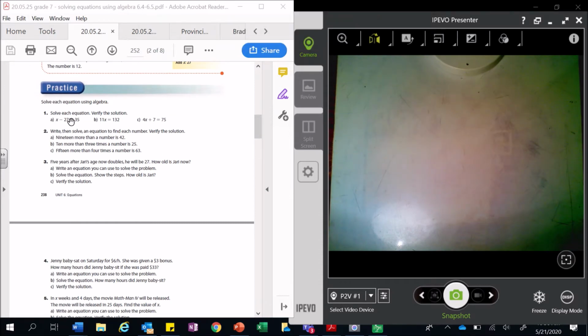Some of these are pretty straightforward. These first ones, we've covered those concepts. But a lot of students struggle with trying to turn words into equations. So let's take a look at a couple of these.